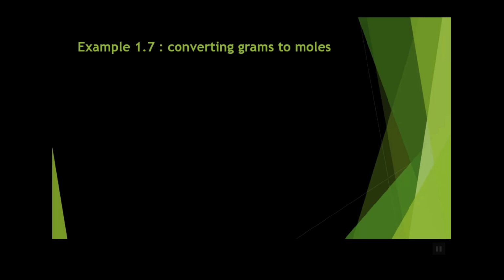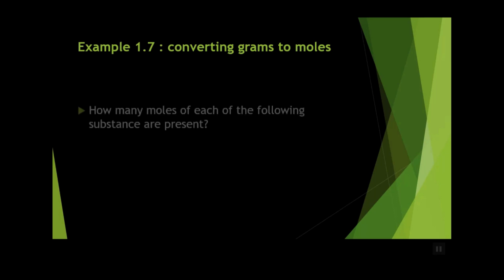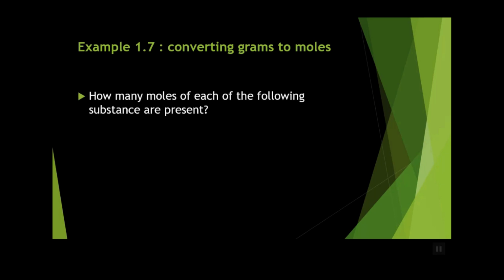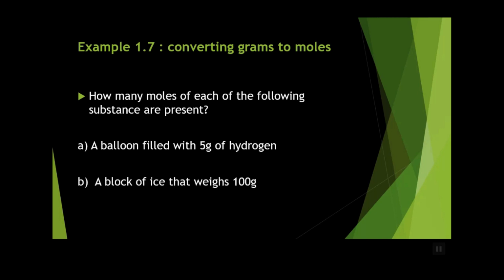Example 1.7, converting grams to moles. How many moles of each of the following substance are present? It means that in these numericals we have to find the number of moles and masses are given. A, a balloon filled with 5 gram of hydrogen, and B, a block of ice that weighs 100 gram. Students, you can see in both parts A and B, masses are given and we have to find the number of moles. So let's start.